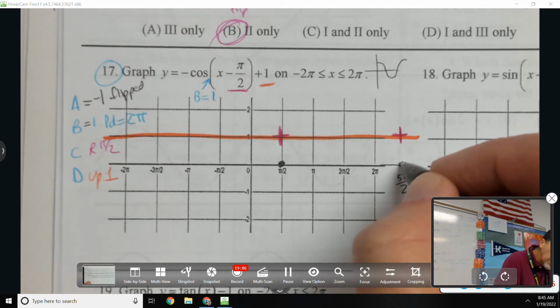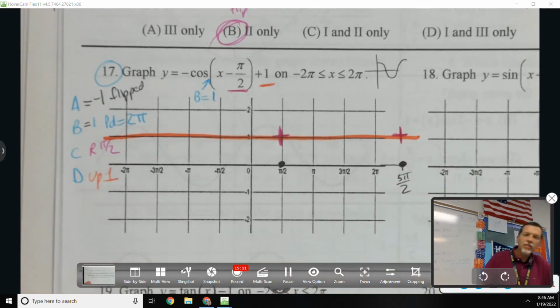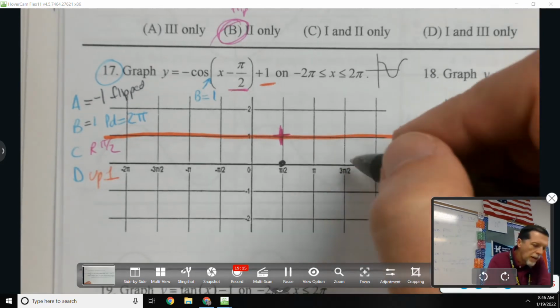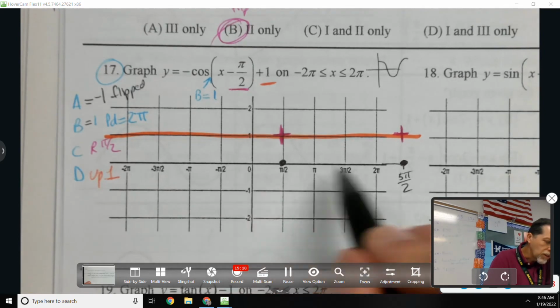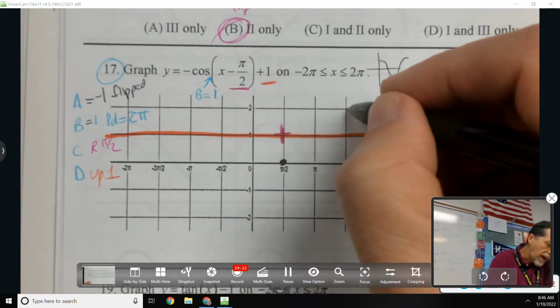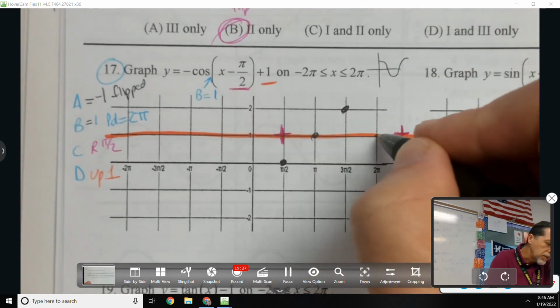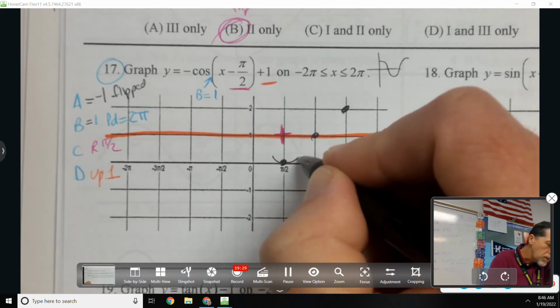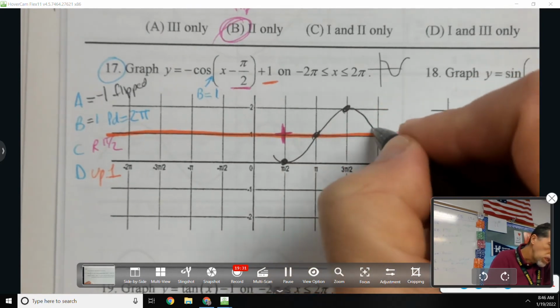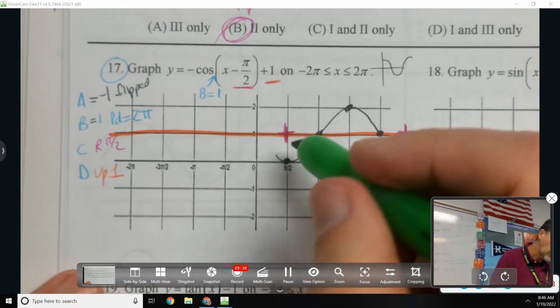2 pi away, it starts over. Right, every beginning, every ending is a new beginning, or something like that. How about halfway in between the 2 mins? What's going to be going on halfway between the 2 minimums? A maximum. Then halfway between there would be zeros. So there's sort of the parent function shift of the thing.